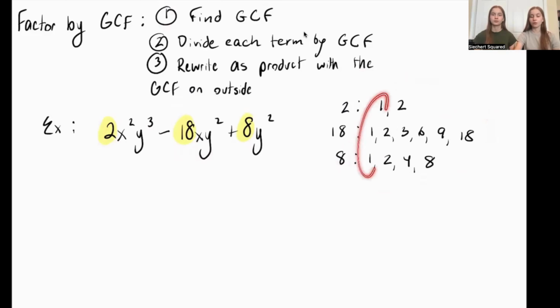And then looking for all of this, we want to find something that all 3 lines have in common. They all have a 1, but they also all have a 2. And the 2 is the biggest thing that all of them have in common. So that is going to be the number part of your GCF.